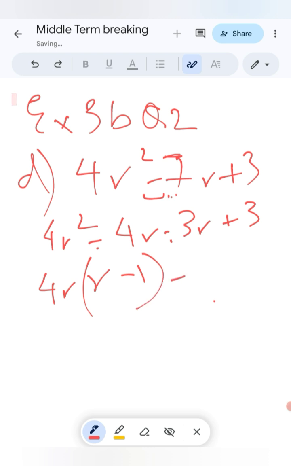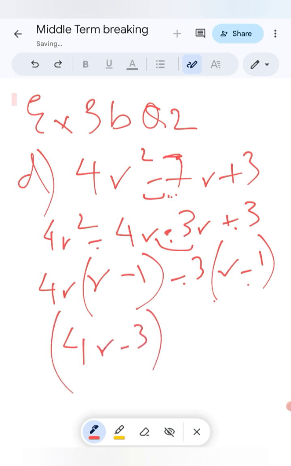Here minus taken as a common because over here also it's a minus. Minus 3 times r minus 1. Minus makes a plus. Okay, so now I'll put that in a bracket. 4r minus 3 and r minus 1 is your final answer.